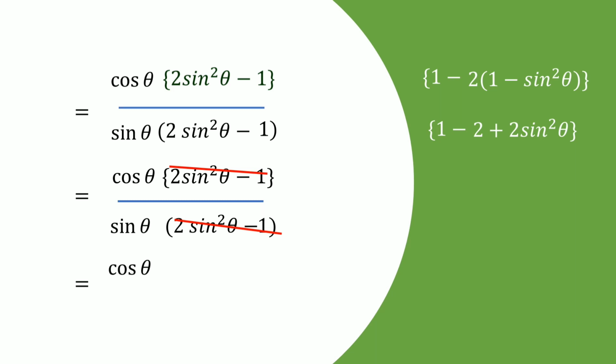So what is remaining here? Cos theta over sin theta, which is equal to cot theta, which is RHS. Hence proved.